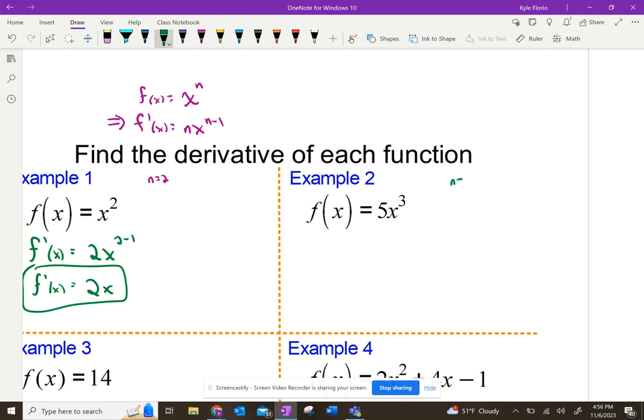In this case, n is 3, we have x to the third. So the derivative is going to be 3 times 5x to the 3 minus 1. And 3 times 5 we can simplify as 15. So this becomes 15x, 3 minus 1 is 2. 15x squared is the derivative. All right.